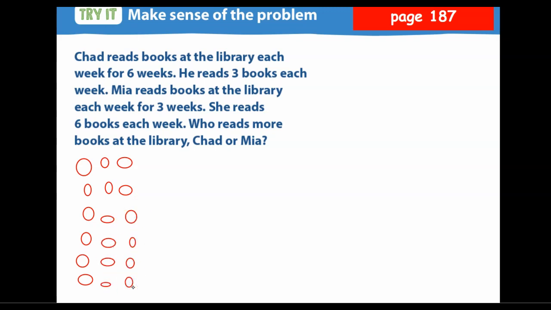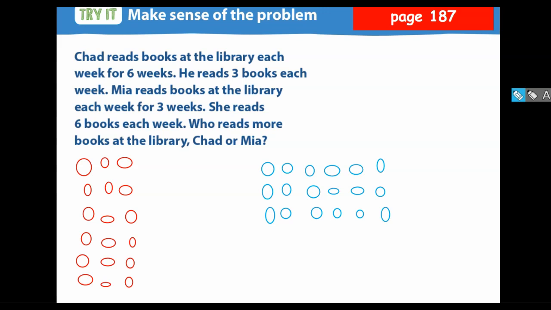Okay. However, it says Mia reads books at the library for 3 weeks. Okay, and then she reads 6 books each week. So for her, if I'm going to do an array, how many rows am I going to need? 3. How many in each row? 2, 3, 4, 5, 6. It says, who reads more books at the library, Chad or Mia? What do you think?